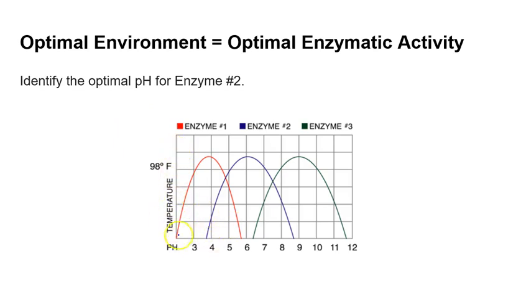In this graph, you can see here we have temperature, and then here we have the pH. Enzyme 2 is shown in blue, and this is the point where we have the highest activity of our enzyme. So if you go down, then you can find the optimal pH for our enzyme 2, that would be 6.